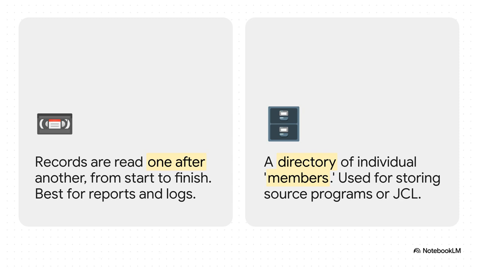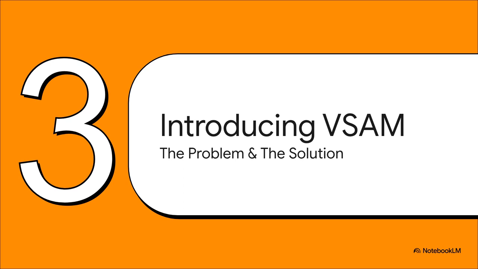Then you have partitioned data sets, or a PDS. This is completely different. It's more like a filing cabinet. It has its own little directory inside that points to individual members, which are like the folders in the cabinet. This lets you jump directly to the one you need, which makes it perfect for organizing things like program source code. But here's where we hit a wall.